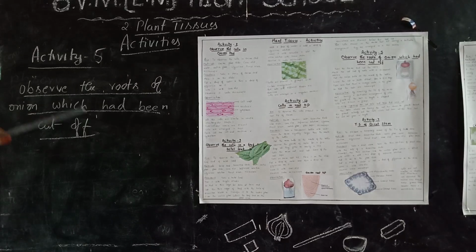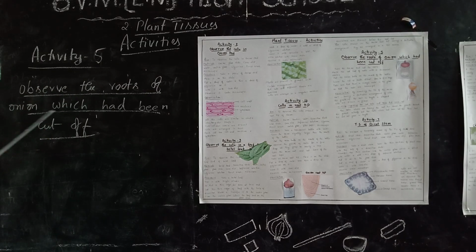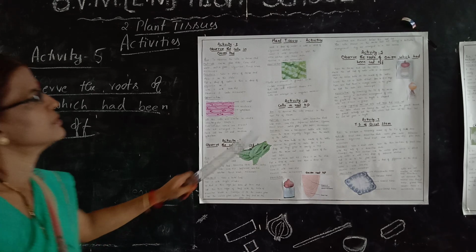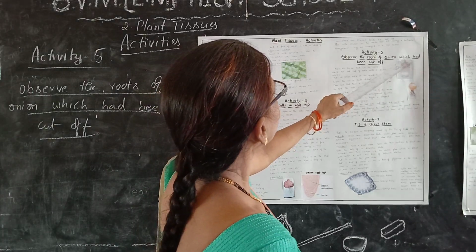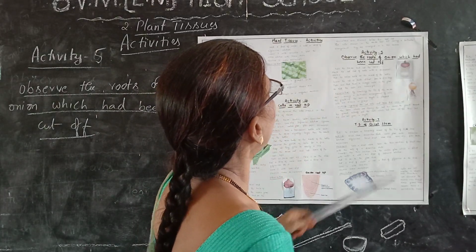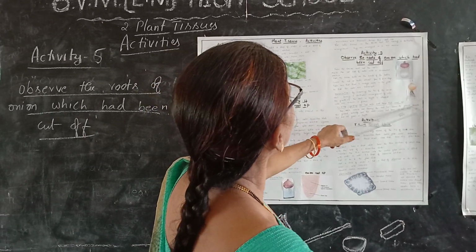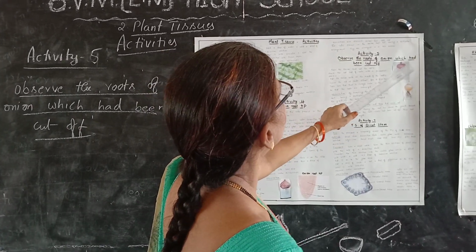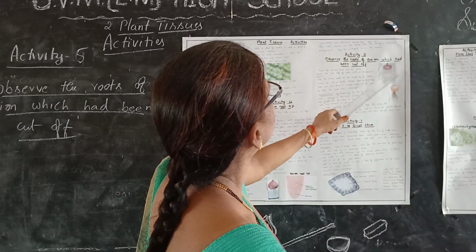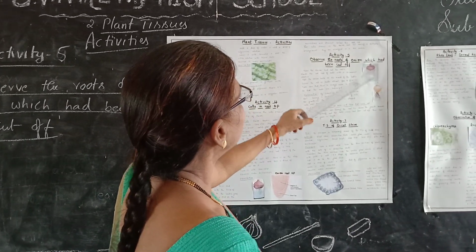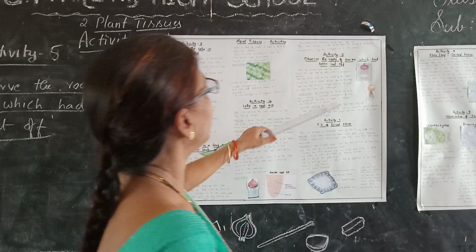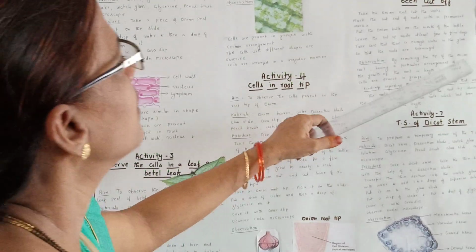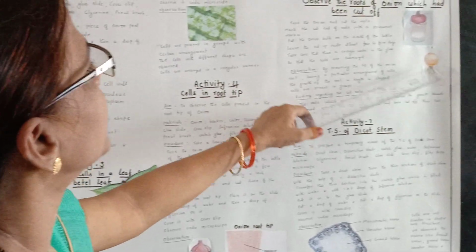Let us see another activity. Observe the roots of onion which have been cut off. Take the onion and cut the roots. Mark the cut end of the roots with a permanent marker. Put the onion bulb on the mouth of your bottle. Leave the setup aside for at least 4 to 5 days. Take care that there is enough water in the glass so that the roots are submerged.